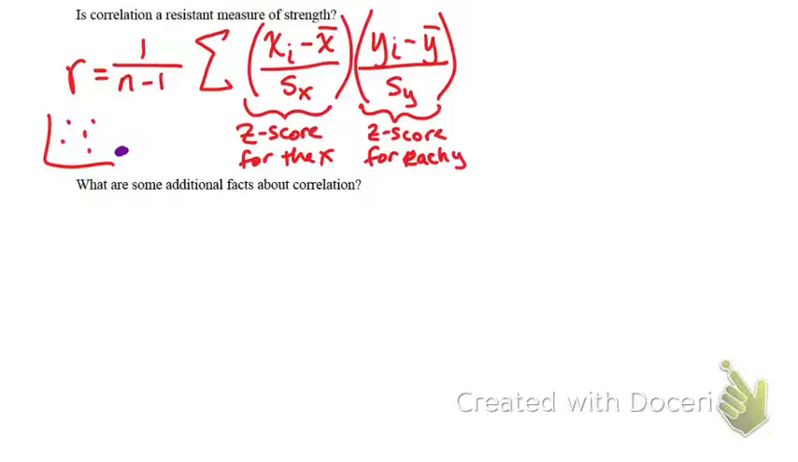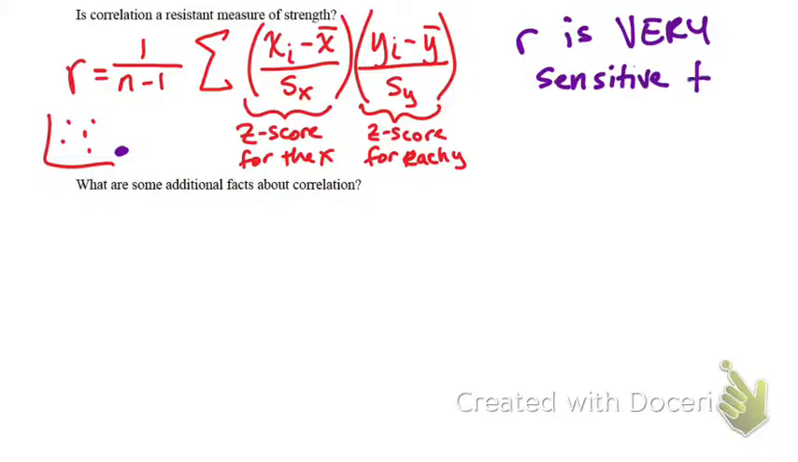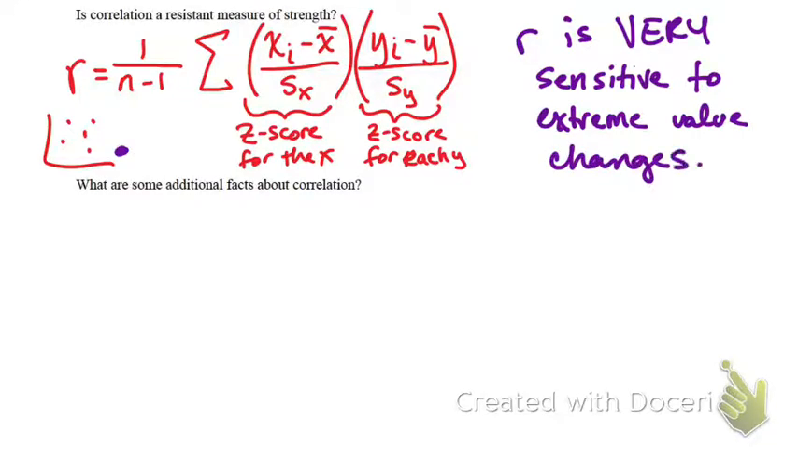So it's not resistant. It is not resistant at all. It is very sensitive to extreme values. R is very sensitive, because this is essentially like a giant mean, so it makes sense that it's not resistant. Absolutely. It is a giant mean with standard deviations, all of which are not resistant. R is very sensitive to extreme value changes. Therefore, R is not resistant.